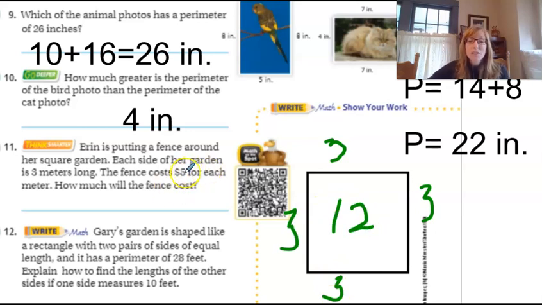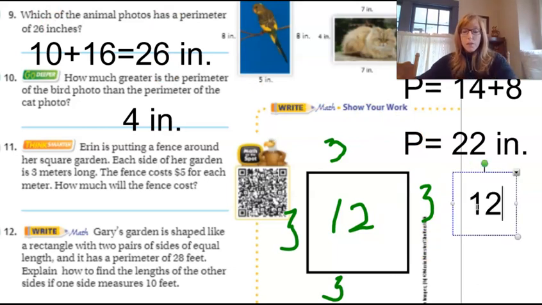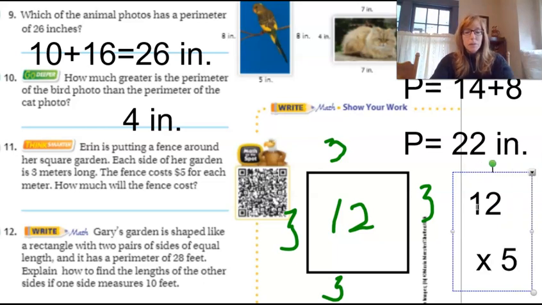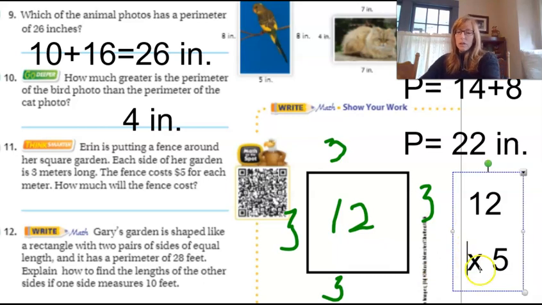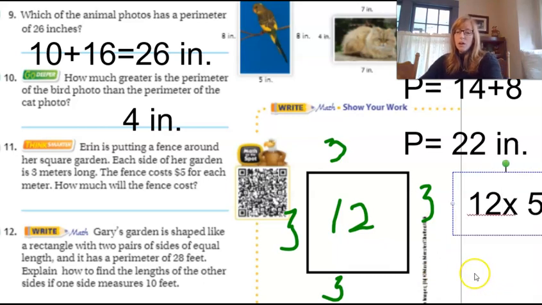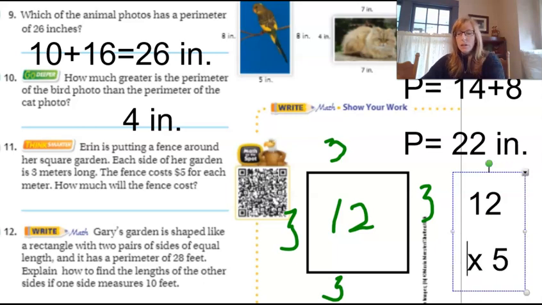The fence costs $5 for each meter. So that is going to give us a math problem of 12 times 5. Okay? So we should be able to tell what 12 times 5 is. Let me get that back under there. So 5 times 2 is 10. Carry the 1 right here up above.